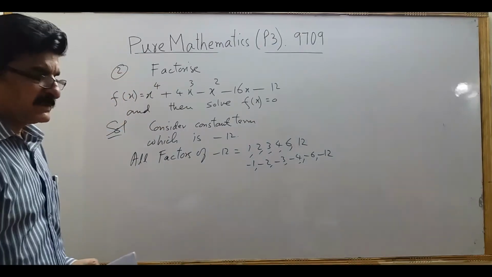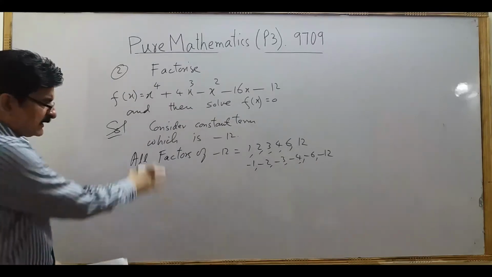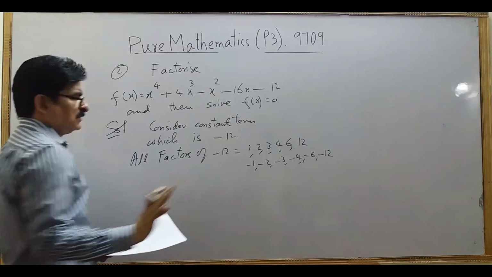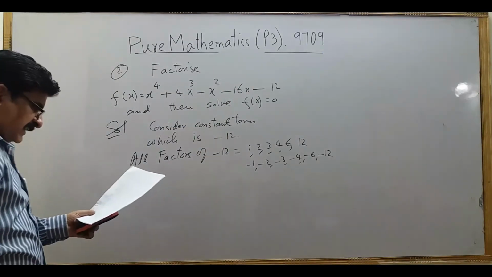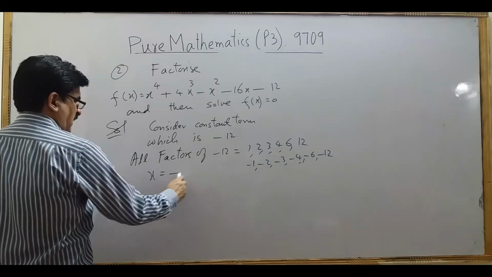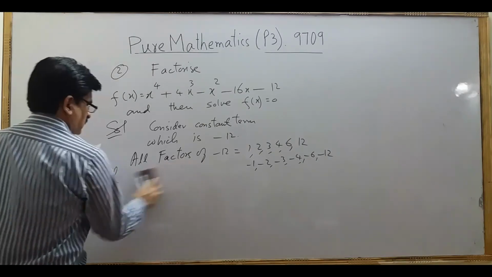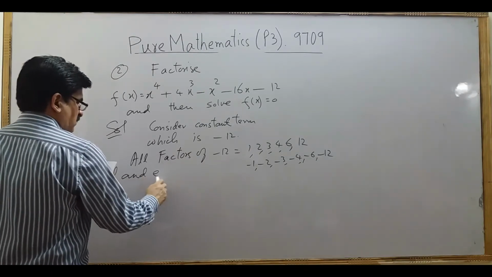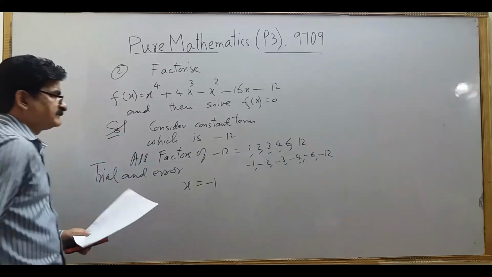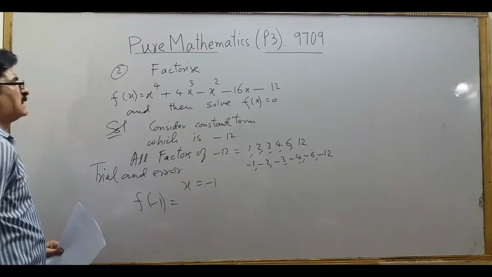Now we have 12 factors. We try one by one into this equation. In the working you have to show only that value which satisfies, which makes it equal to 0. Now let's try. I try x is equal to minus 1. Again we have trial and error. By trial and error, we take x is equal to minus 1. Now put it into the given polynomial.